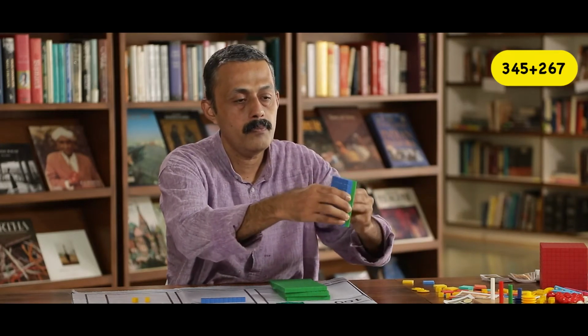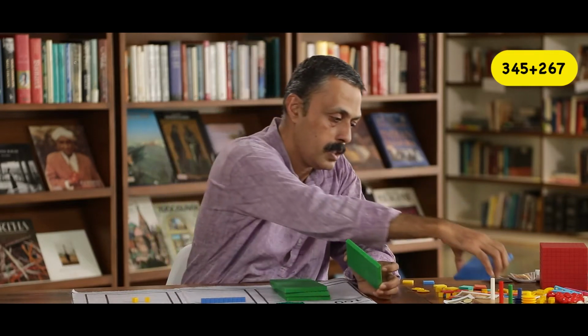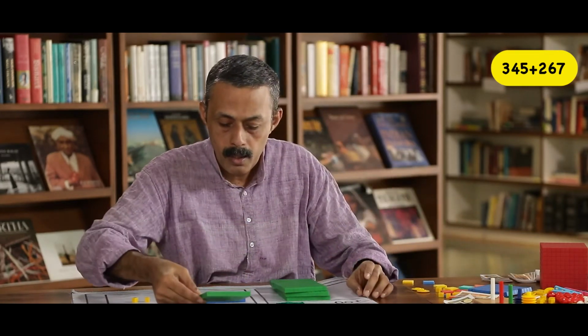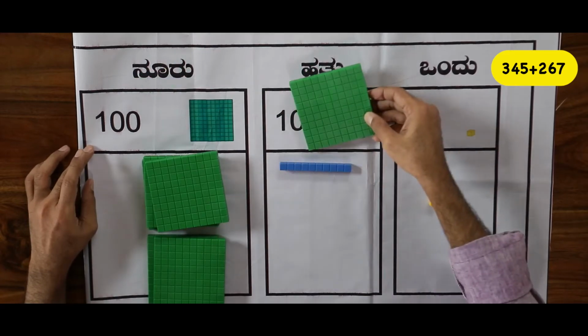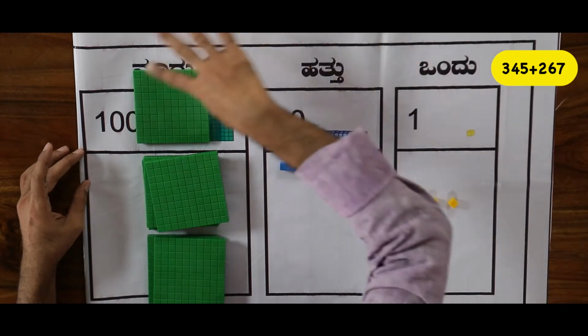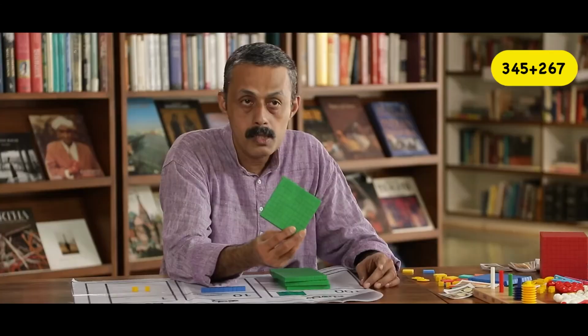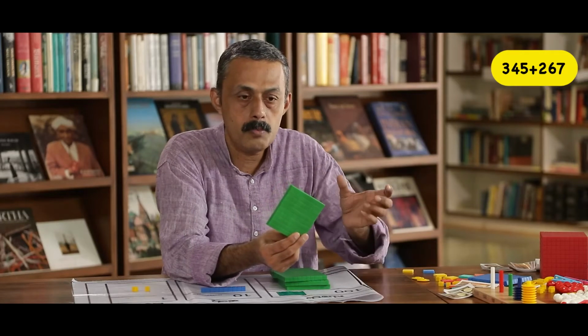I give these 10 tens to the bank. For these 10 blue rods, the bank will give a green plate. Where should I place it? Here or here? I should keep it here. So, this has been carried over, regrouped. This is the carryover. This is actually 100, not a 10.